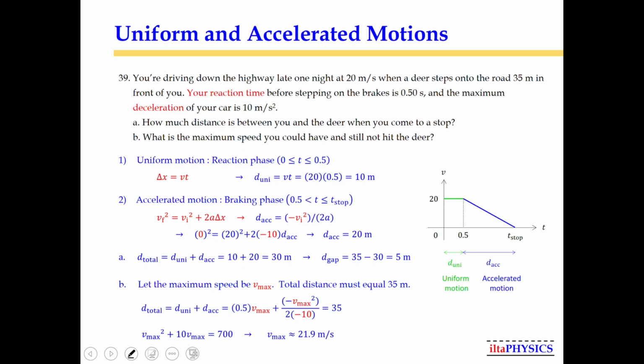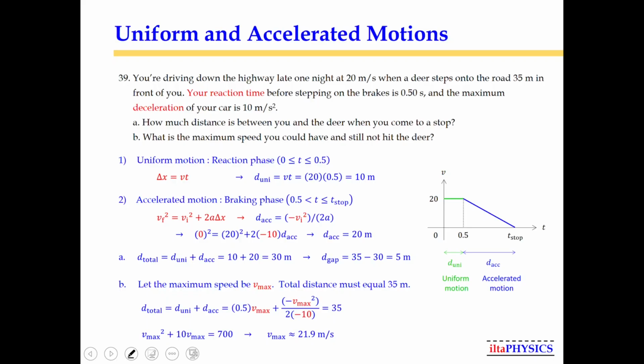Problem 39 involves motion that combines both uniform and acceleration. Imagine you are driving on a highway at 20 meters per second. Suddenly, you see a deer 35 meters ahead. You hit the brakes, decelerate at a constant rate, and the car comes to a stop after traveling a certain distance. Your reaction time, the time it takes from seeing the deer to hitting the brakes, is 0.5 seconds. And the deceleration from the brakes is 10 meters per second squared.